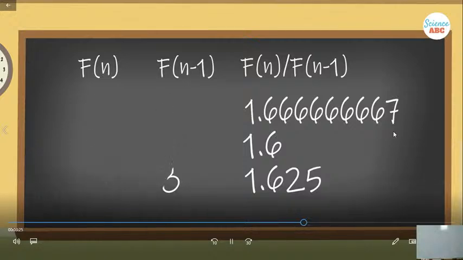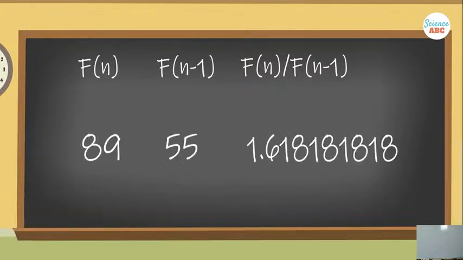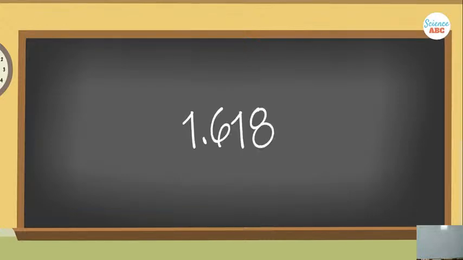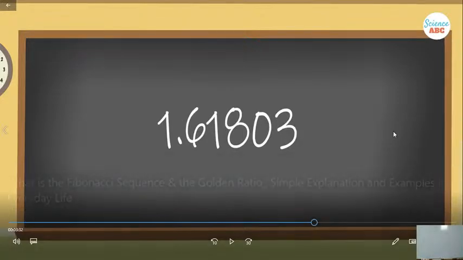Using this formula, you will notice that all Fibonacci numbers have the golden ratio, the value of which is close to 1.61803. So look at this number. This number we call the golden ratio, 1.61803. So this ratio we call the golden ratio.